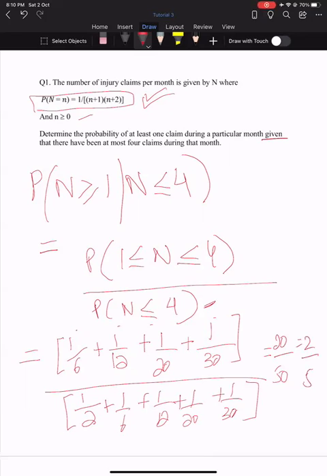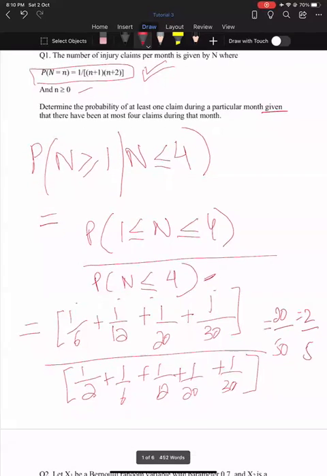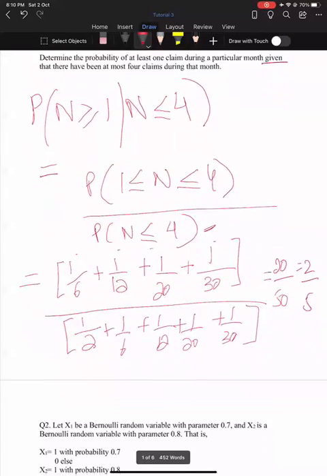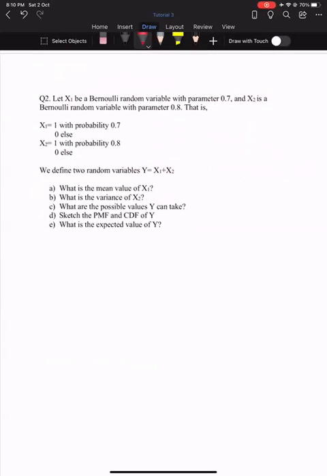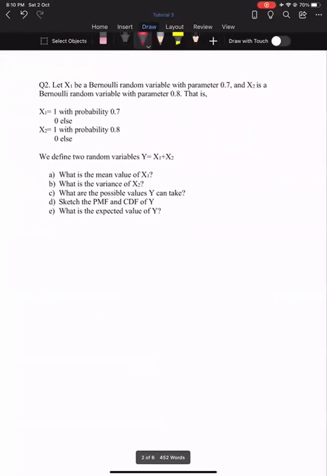Okay, so I guess we can move on to the next one. This is the next question. I'll give you guys a minute or two and then we'll discuss.